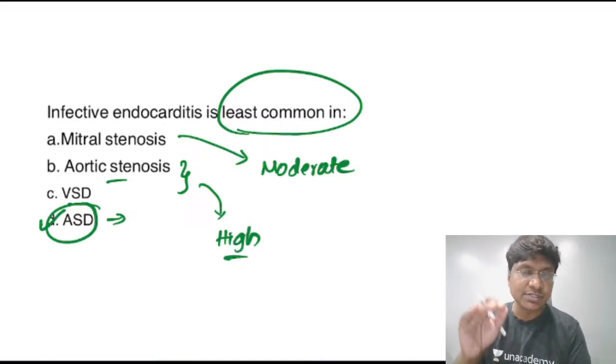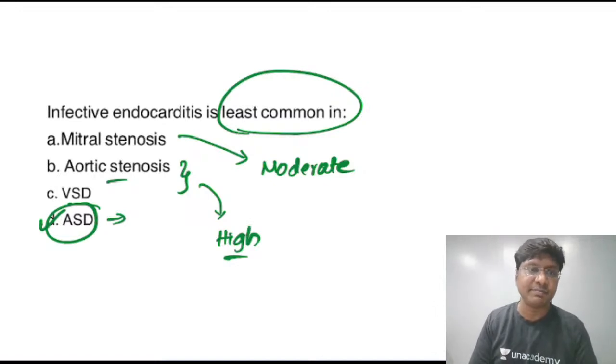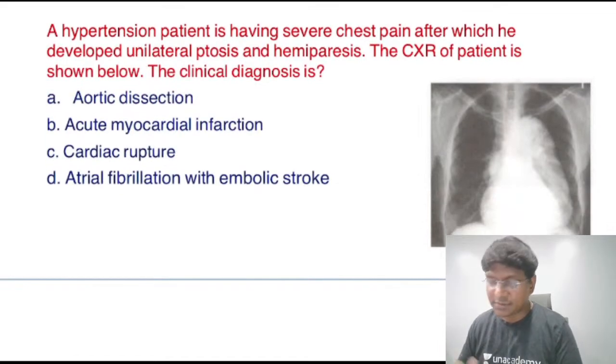So ASD has a low pressure gradient, so that is the reason why it is at lesser risk of development of infective endocarditis. Okay, right. Next, you see another question.